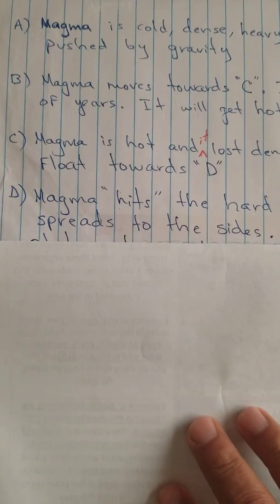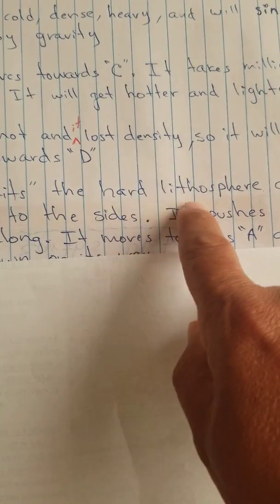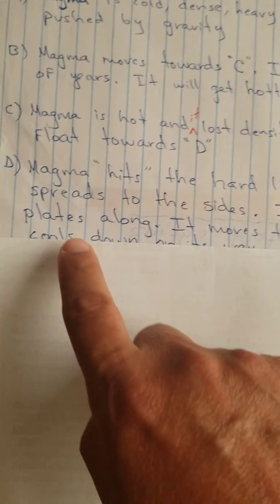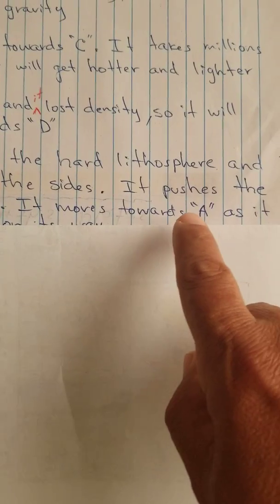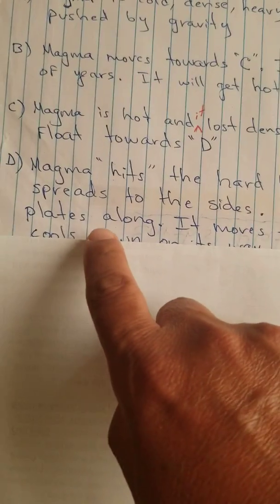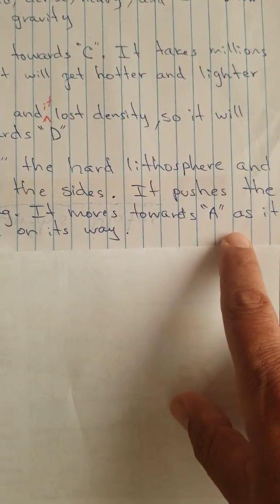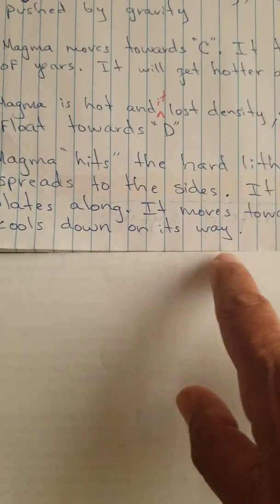All right, let's take a look at the last one. Last one is letter D. So magma is going to be hitting the hard lithosphere, or the crust, right? The crust of the earth. When it goes up, it's going to spread to the sides, and it's going to be pushing the plates along the way. It moves towards A as it is going to be cooling down on its way.